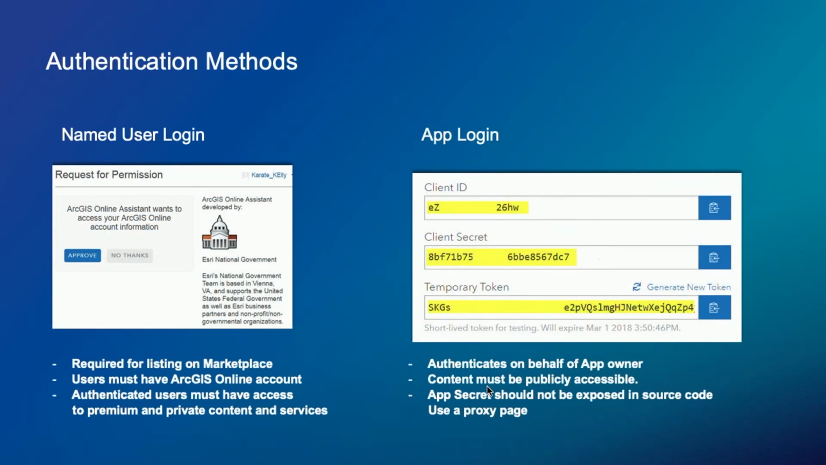All right. So when we're looking at authentication methods, when you're creating your own applications, there's really 2 methods to look at. One is a named user login, and the other is an app login. The named user login is where you would require your customers to log in using their own ArcGIS Online username and password. This is required for listings on the marketplace, and the users need to have an ArcGIS Online organizational account, not a public account. This is where the user is going to be using the sharing model to determine access to this content.